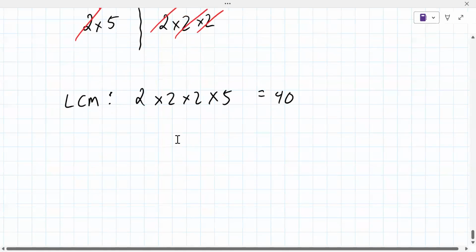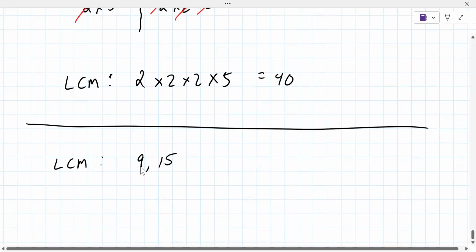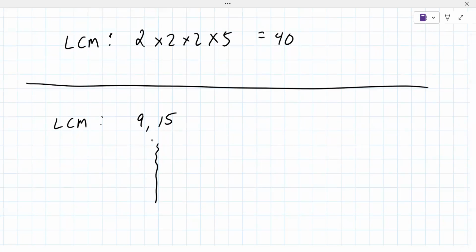Okay, so let's take another one here. Let's say we want the least common multiple of 9 and 15. To do that, first give me the prime factorization of each of those, please. So for 9, 3 times 3, and for 15, 3 times 5. Okay. All right.